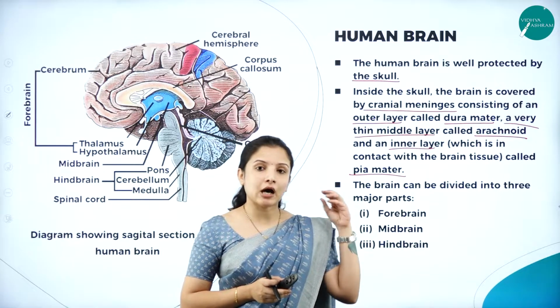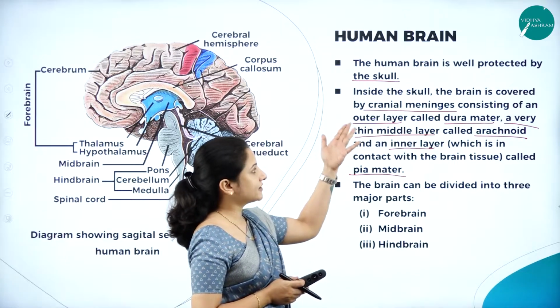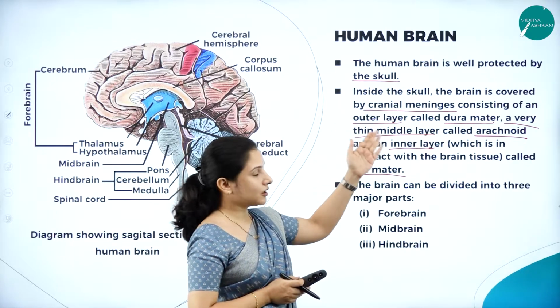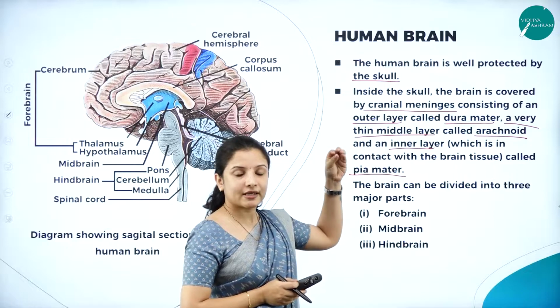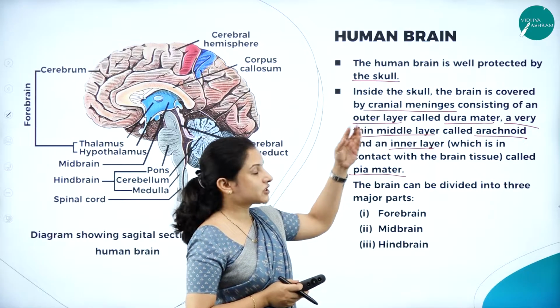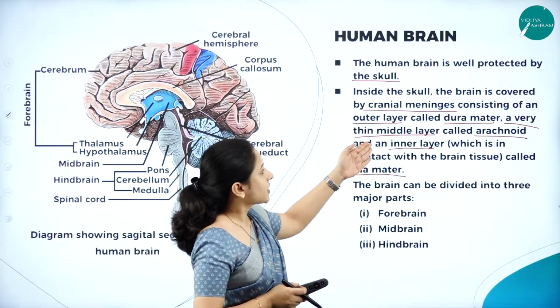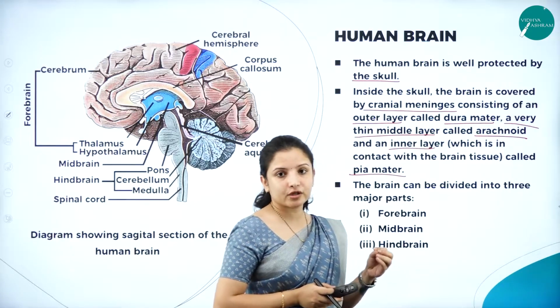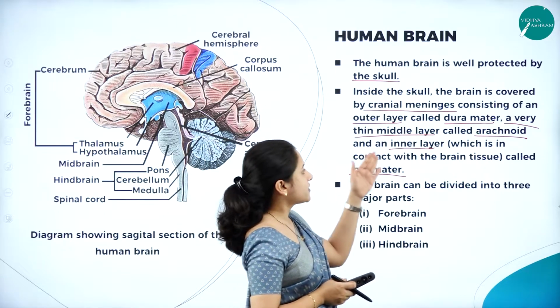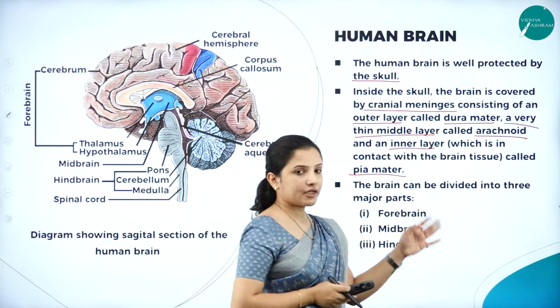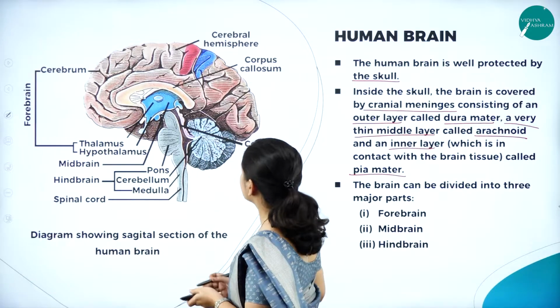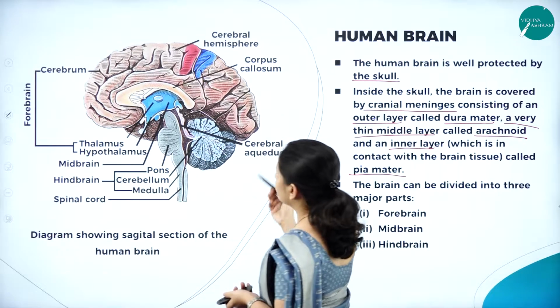Inside the skull, the outer layer is called the cranial meninges. Inside the cranial meninges, there is a middle layer which is very, very thin, called the dura mater, and inner to the dura mater is the inner membrane called the pia mater, and the pia mater is in direct contact with the brain tissue. So if you can see here, it has different layers.